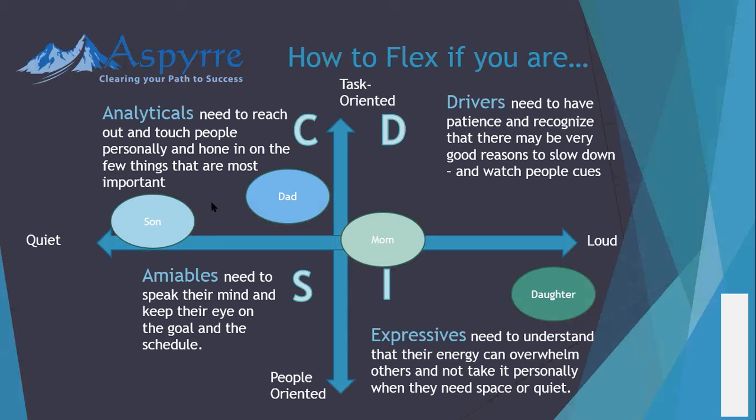The other thing analyticals need to watch is they have a tendency to share all the details when they share information. What they need to do is hone in on what the top 2 or 3 most important things are and be able to communicate in bullets. If an analytical, like a CFO, can communicate to a driver or a CEO in bullets, they're going to get their message out a lot more clearly than if they prepare a 5-page report. So that's how to flex if you fall in one of these quadrants.